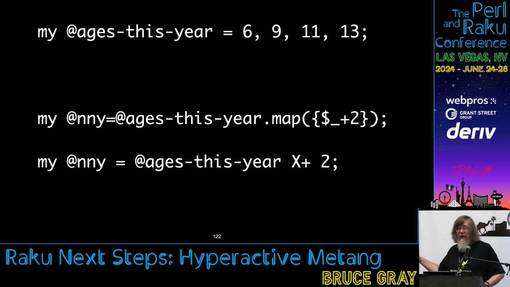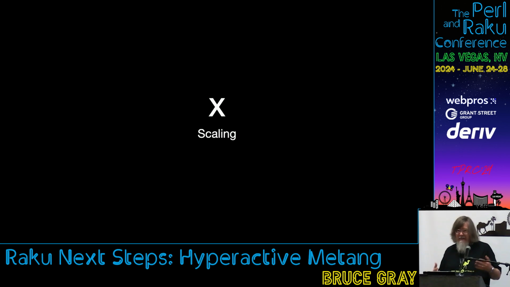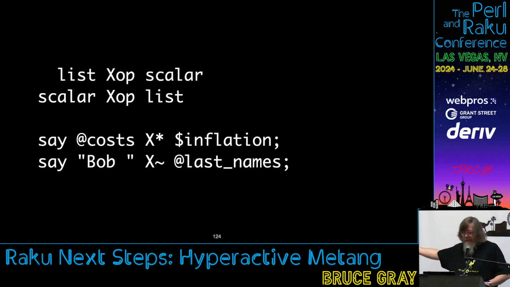And you may never use cross product by itself, but this I use all the time. I call it scaling. It's technically only scaling if you're doing addition or multiplication, but I call it that anyway. Costs, and it works on either side. So costs, I can scale by inflation. Bob, I can scale with the concatenation operator to get Bob Jones, Bob Smith, Bob Dobbs.